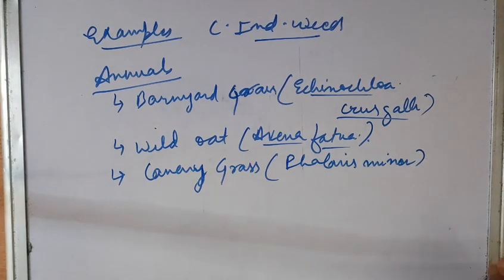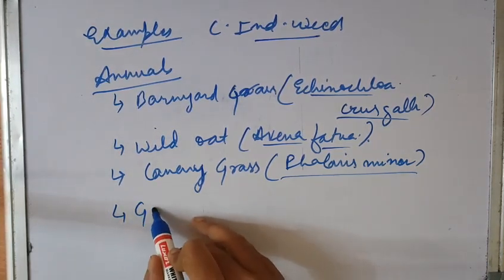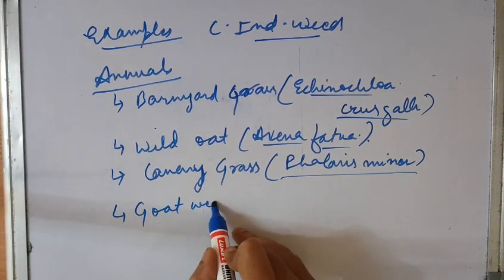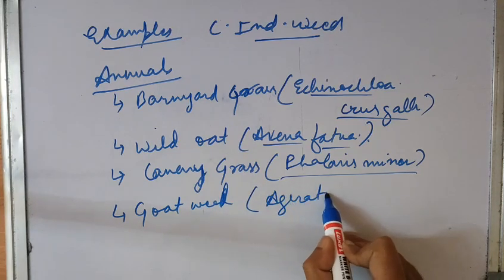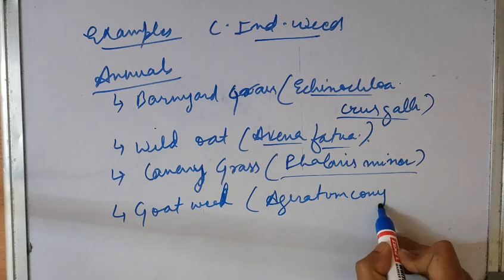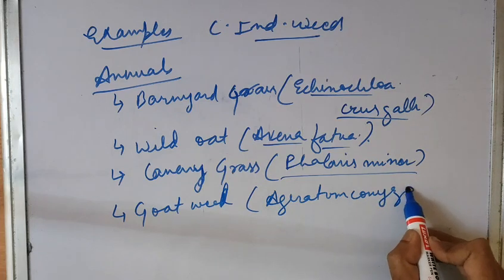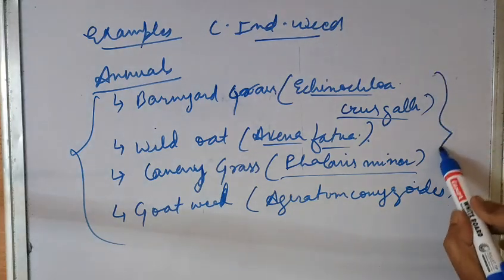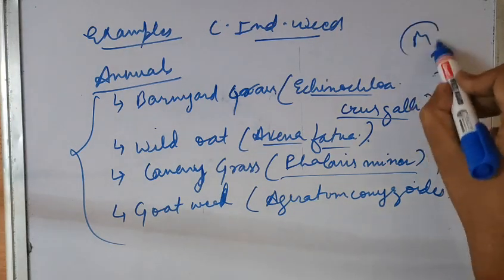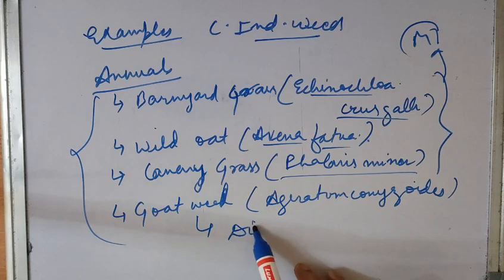We have discussed Phalaris minor in earlier classes. We have goat weed, that is Ageratum conyzoides. These are some common annual weeds found in India, and the first three are monocots, while goat weed is a dicot. Remember it.